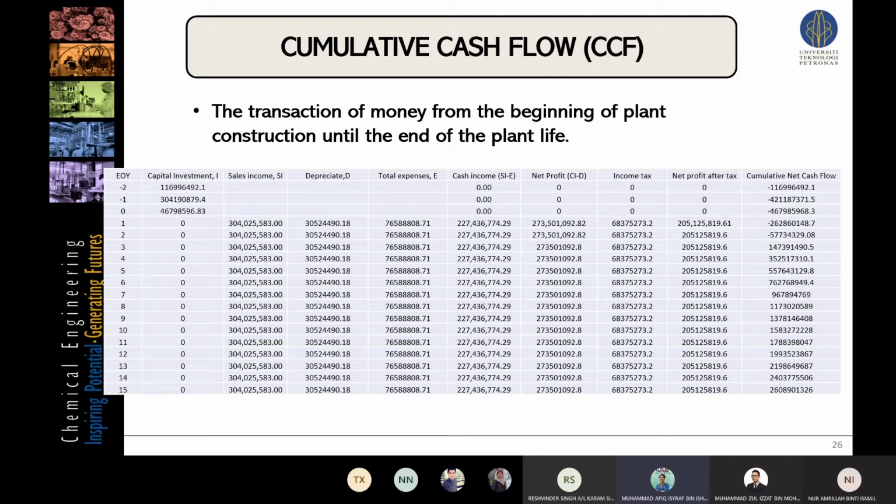So for the cumulative cash flow, this is the transaction of money from the beginning of the plant construction until the end of the plant life. Basically, as you can see on the most right hand side, the right column, the first 3 years is the CAPEX, which is the initial investment, where we can see the negative value, and from the third year it becomes a positive value because we start getting the profit from the plant operation, and until the 50th year, which is the final year of the plant lifespan, we are able to obtain about 2,600,000,000 ringgit Malaysia cumulative net cash flow.